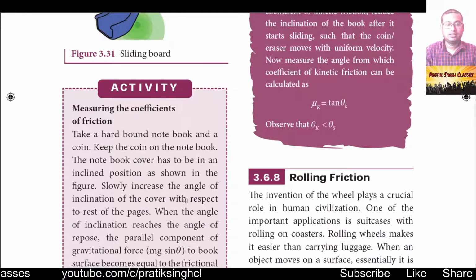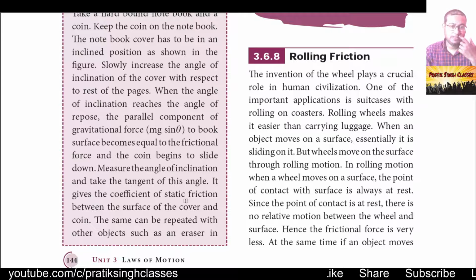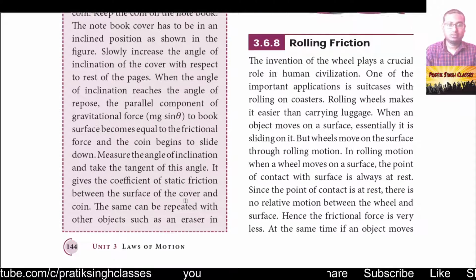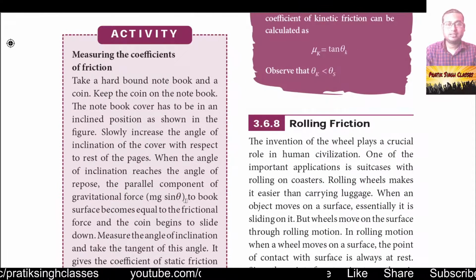So here some activities are given on how to find out the coefficient of friction. You do not need to read it because it is not in your current portion, or if you want to go through it, you can. It will give you some extra knowledge.